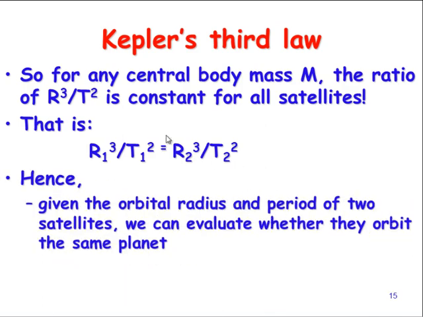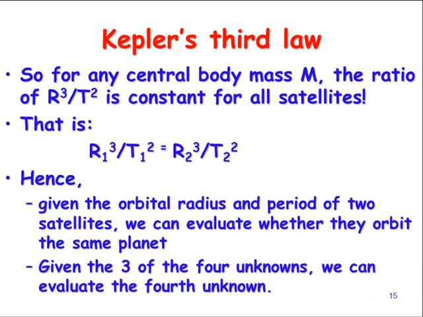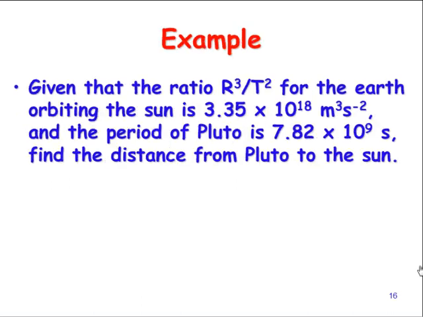So given two values for one planet and one for the other, we can find the other unknown. You need three of the four unknowns because we've got one equation. As soon as you've got that, you can evaluate, rearrange, and solve.